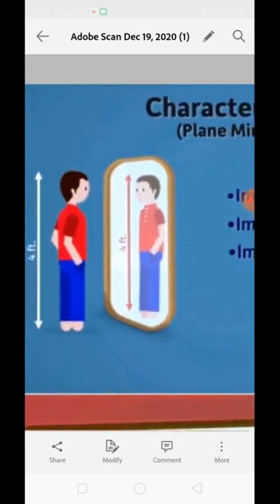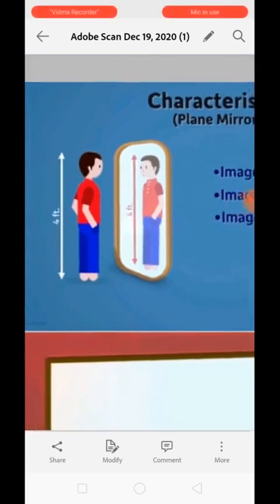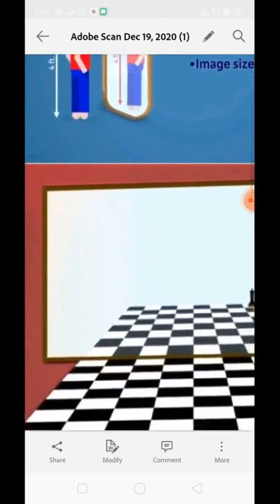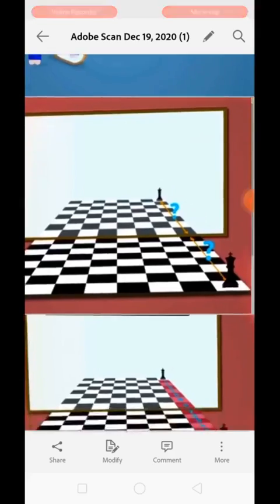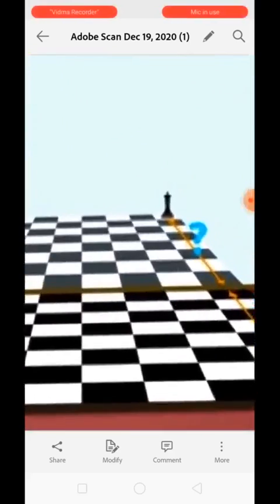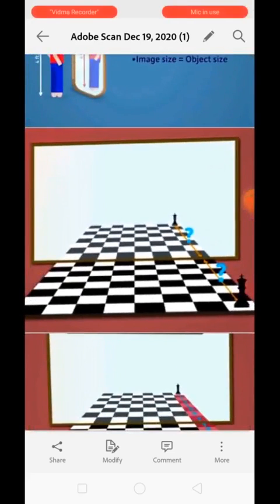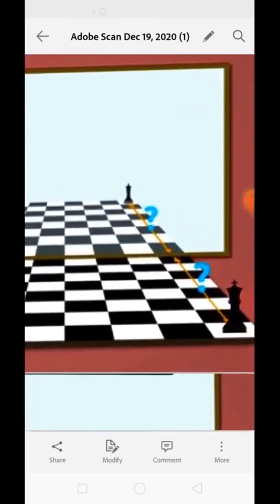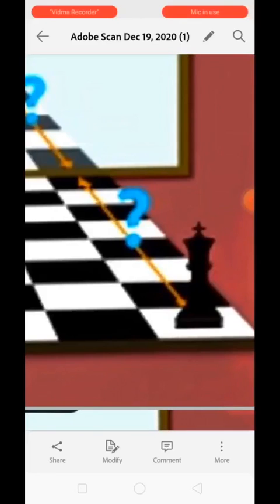Now, the image is formed at the same distance behind the mirror as the object was in front of it. This is the second quality of the image formed by a plane mirror. You can clearly see it in this picture. An object is kept in front of a mirror, and the image is formed at the back side of the mirror. You can count the blocks, or checkerboard squares, to know the distance. Just see how many boxes there are: 1, 2, 3, 4, 5, 6 and 7.